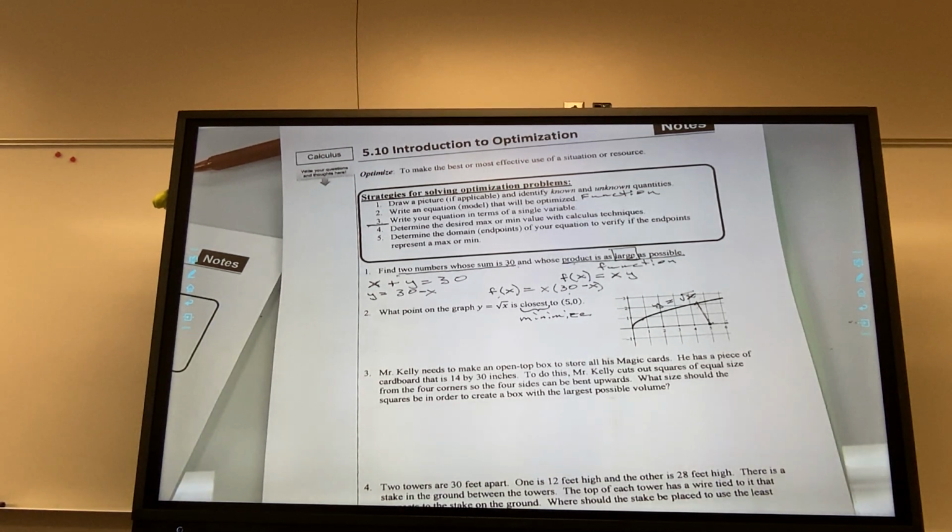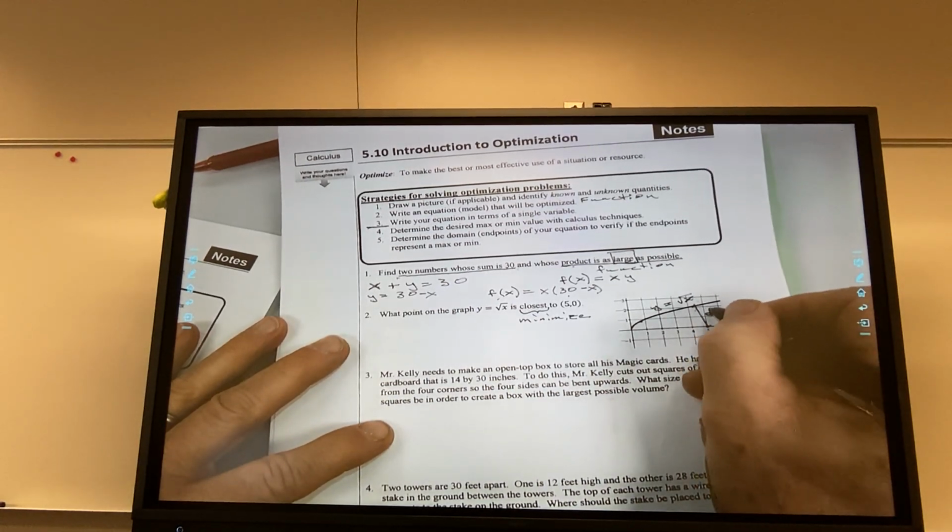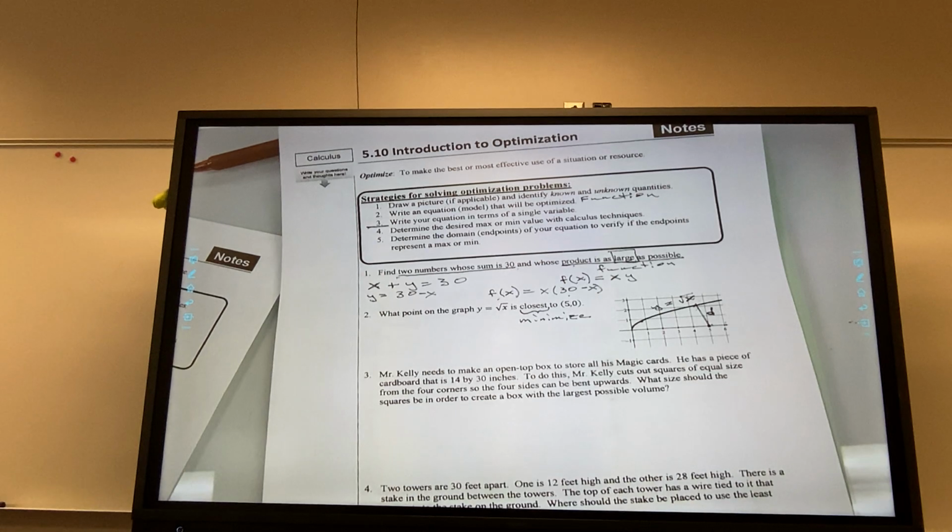I mean, closer is not a math term, is it? What do I want to make small? The distance between the line and the point. Yeah, it's a distance. Would you agree? So I'm going to call this my distance. Okay?